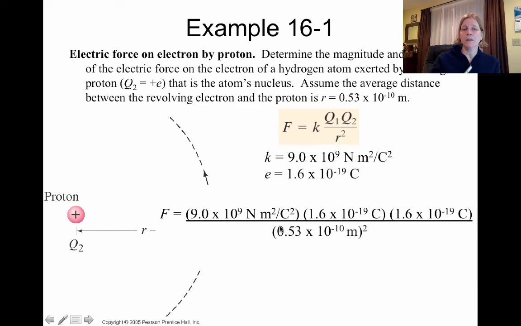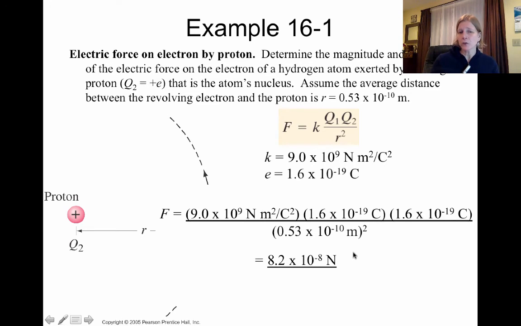So we only put in the magnitude of the amount of charge when we put in Q1 and Q2. Okay. So we run that through a calculator and we get about 8.2 times 10 to the minus 8 newtons. It's not very hard to see that the units cancel. The meter squared here cancels with meter squared here. Per coulomb squared here cancels with those 2 coulombs. So we're left with newtons.